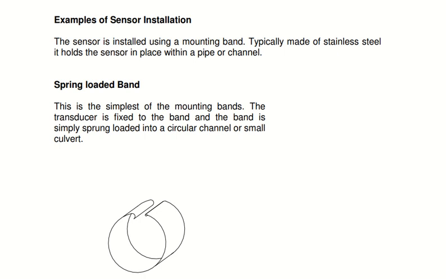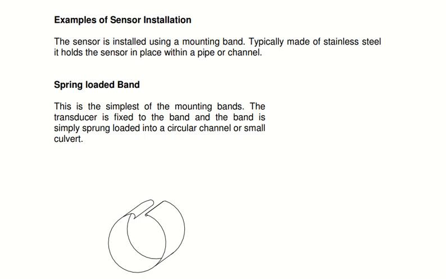and I'm talking about this particular sensor. For different sensors we have different cases, but we are discussing this case today. So this mounting band is made of stainless steel generally, and holds the sensor in its place within a pipe or a channel. So the first mounting band is a spring loaded band, which is the simplest of all the mounting bands, and the transducer is fixed to the band, and the band is simply spring loaded into the circular channel or small culvert.